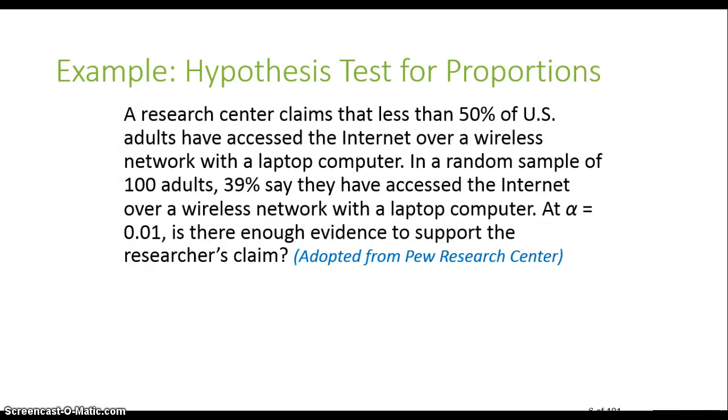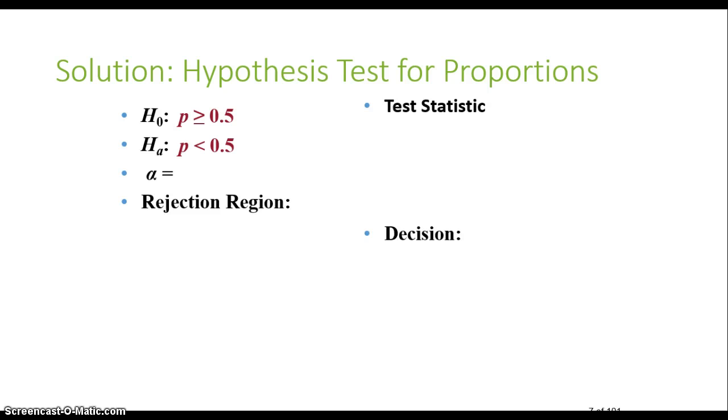So let's switch to the next slide. So our claim here is HA. We think the proportion is less than 50%. The null hypothesis, or HO, would be the exact opposite of less than, which is greater than or equal to, because HO always has the equal sign. In our problem, they told us the alpha level is 0.01, and now let's figure out our rejection region.